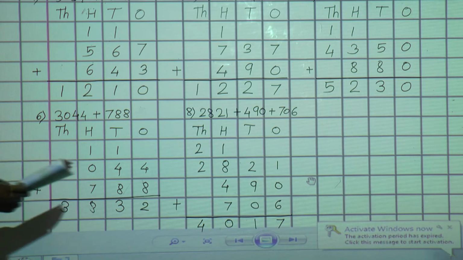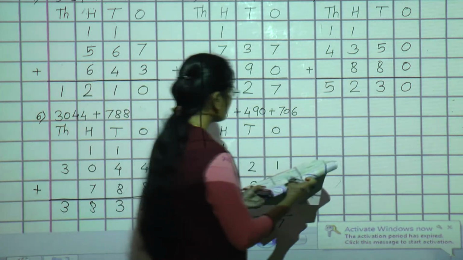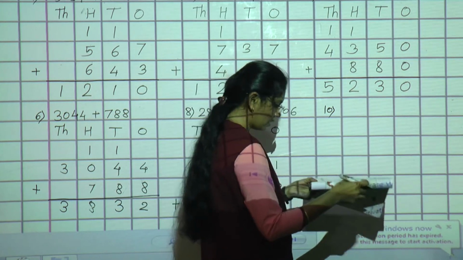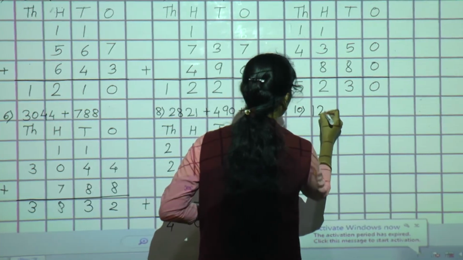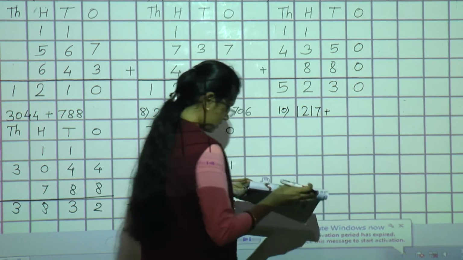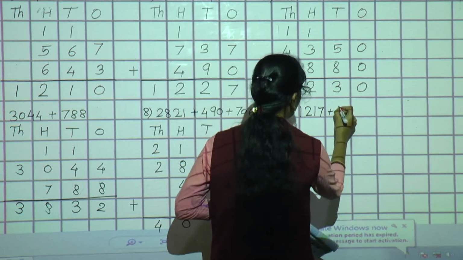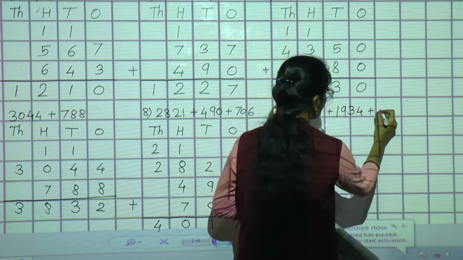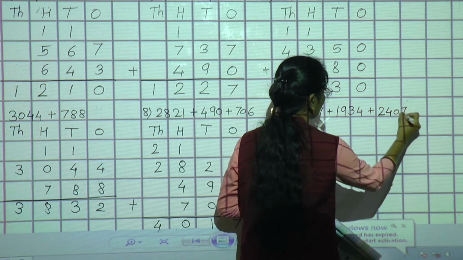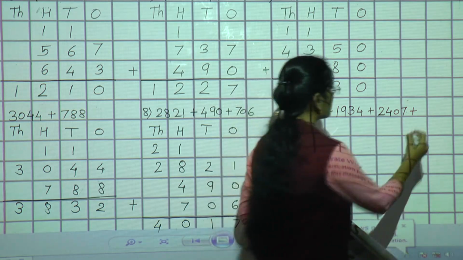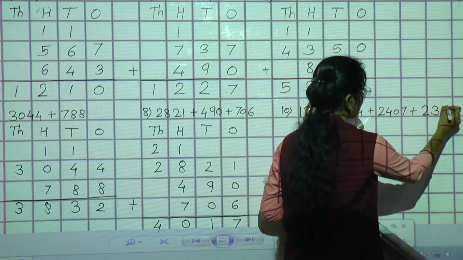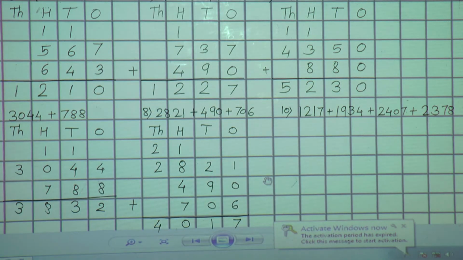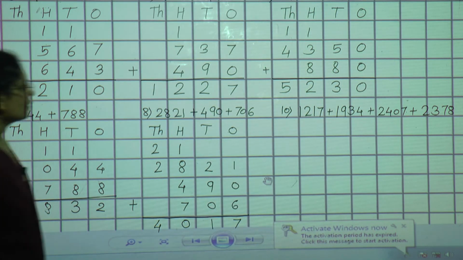Okay. Now one more example we will take. The next example, that is the last example we will take, the 10th one. What are the numbers? The numbers are 1217 plus 1934 plus 2407 plus 2378. Okay. So here 4 numbers are there, and all are 4-digit numbers.